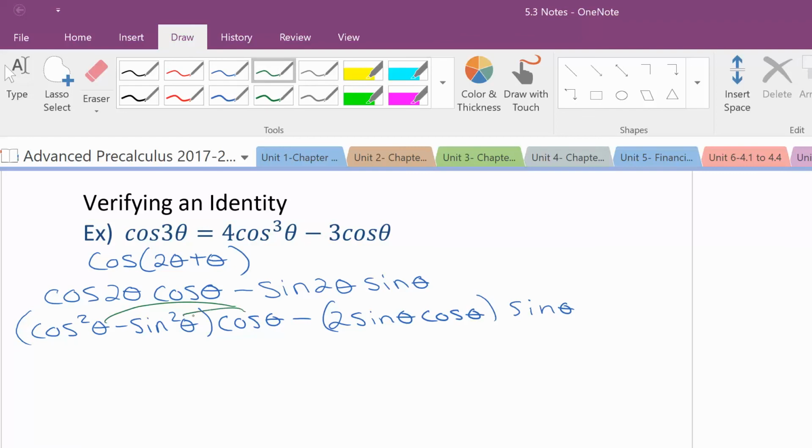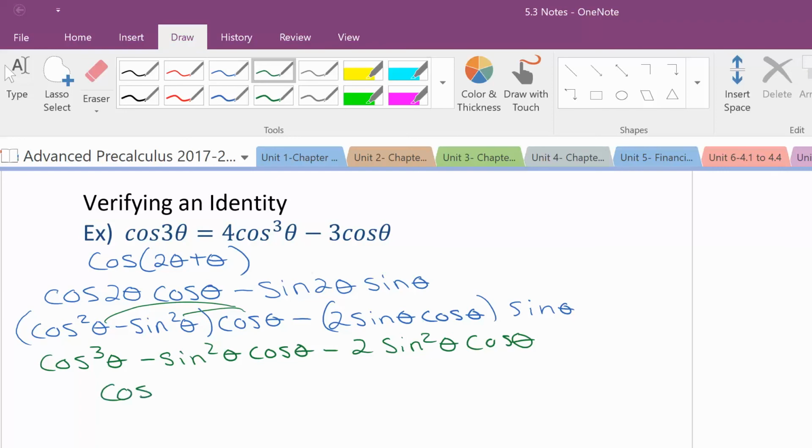Here we're going to distribute. So we get cosine to the third minus sine squared cosine. And then here, when we just multiply it in, it becomes 2 sine squared cosine. We don't distribute because of the fact that there's no plus sign between the terms. So then when we combine like terms, we get cosine to the third minus 3 sine squared cosine.